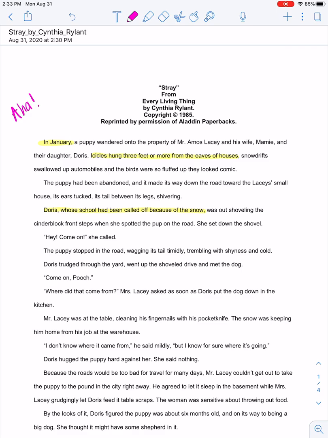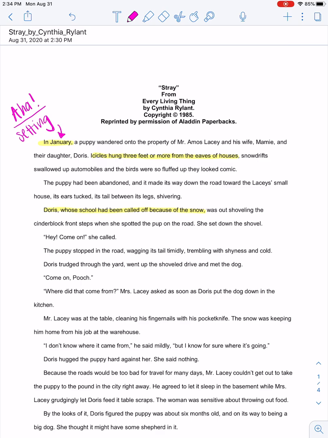Absolutely. So underneath "aha," I'm going to write "setting," and I'm going to draw, I'm a big fan of arrows, an arrow to "January," okay? Because we know that it is January and it is cold. Another part of this aha is that we know that Doris's school is closed because of the snow.